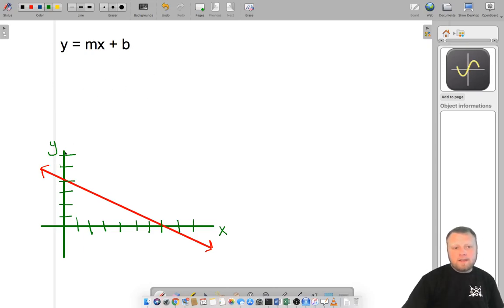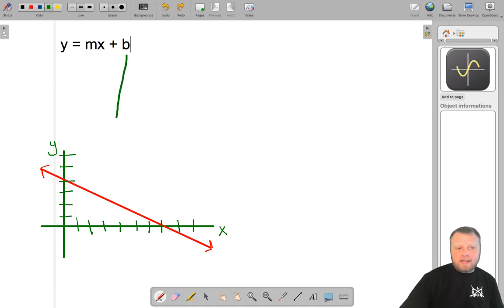In the last video, I said that wherever your y-axis is crossed by that line is your b value. This b value is actually where it crosses this line right here. Okay, so let's count those up. We have 1, 2, 3, 4. It crosses right at this 4 line, right?